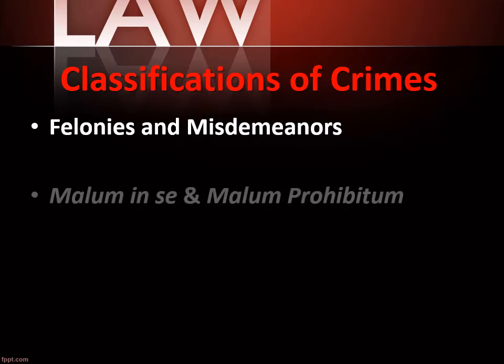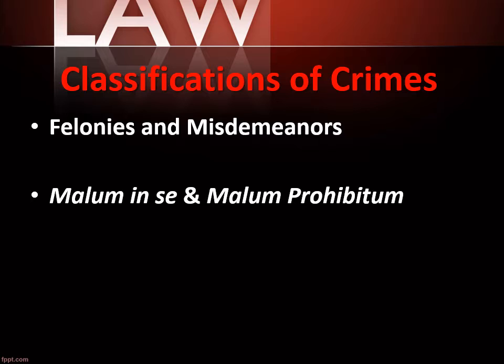The second major distinction in classifications of crime, and your Latin for today, are malum in se crimes and malum prohibitum crimes. A malum in se crime is, and look at the word malum. In this context, it means wrong. A malum in se is a wrong in and of itself. Murder is malum in se. Rape is malum in se. Okay? It's wrong in and of itself. It's inherently evil.